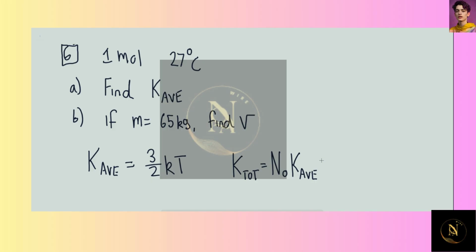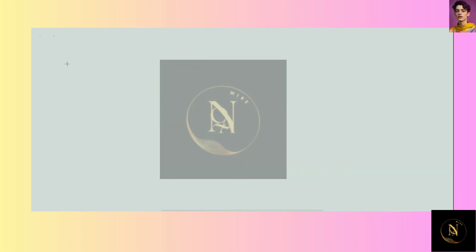And we can actually combine big N with little k to get the gas constant R. So we would be left with 3/2 RT. Let's move over to a new tab.